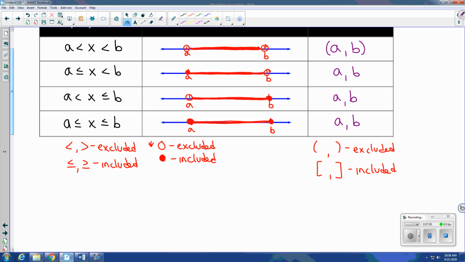In the second example, A is included, and I know that because of the closed circle on the number line or the less than or equal to sign in the inequality notation, so I'm going to put a bracket around it. B is not included. The third example, A excluded, B included. And the last one, both included. So when we see brackets, that means inclusion, parentheses, exclusion.